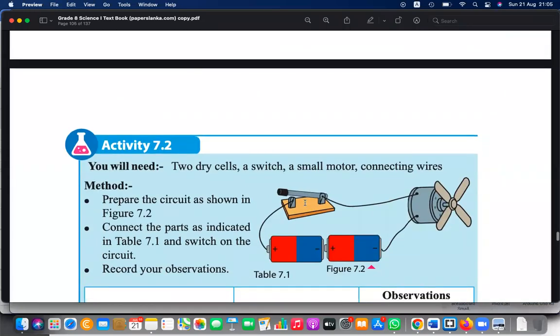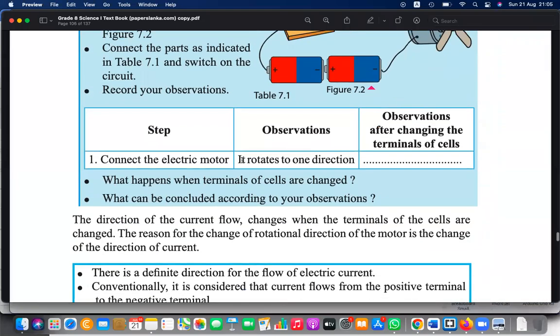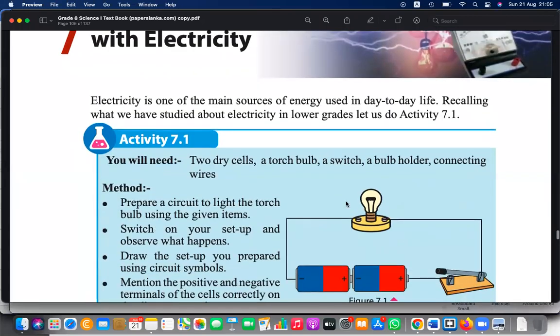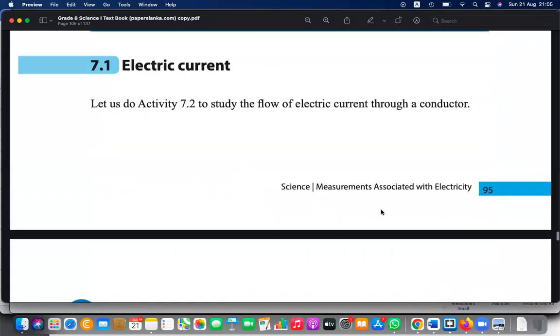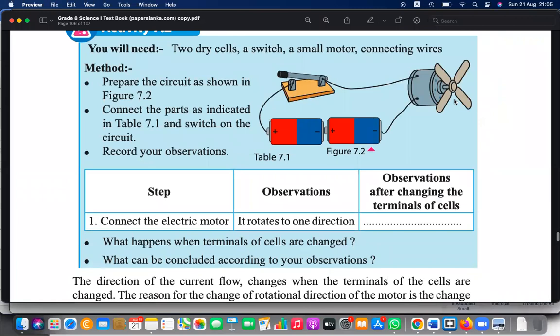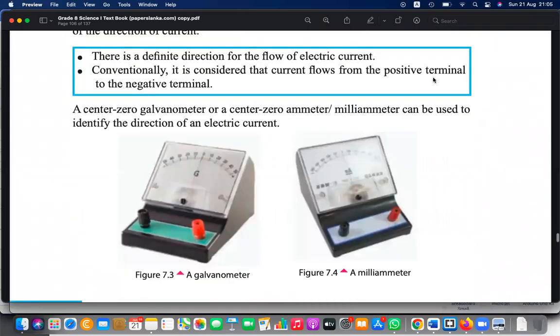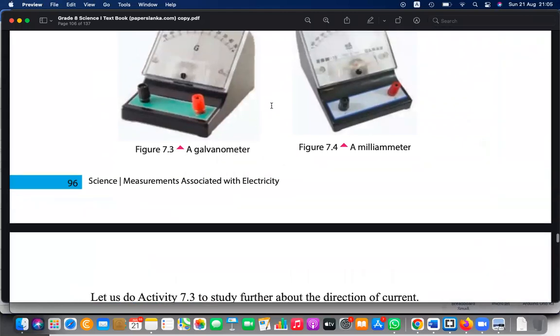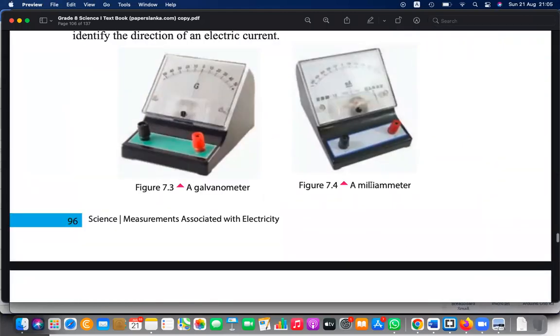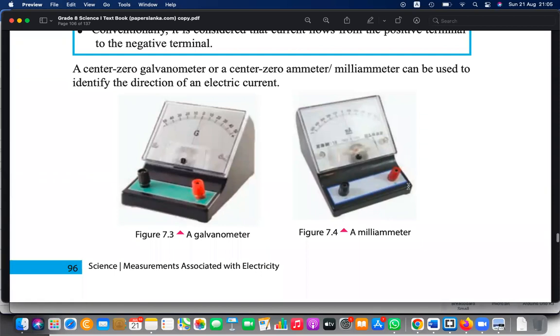Okay, now here we have electric current. So the first one is actually they have connected the bulb. The second one they have connected a motor for rotation purposes, right? So there are two things here. One is a galvanometer, the other one is a milliammeter, right?